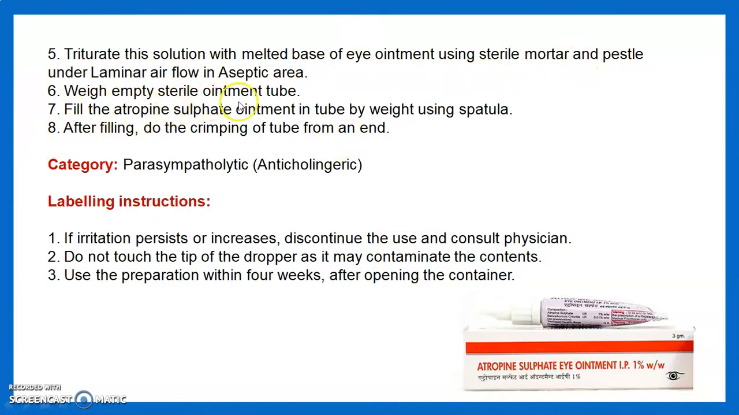Wet the empty sterile ointment tube. Fill the atropine sulfate ointment in the tube using a spatula. After filling, do not crimp the tube from one end, and after filling we can do the crimping at the end of the tube. The category of our preparation is parasympatholytic or anticholinergic.